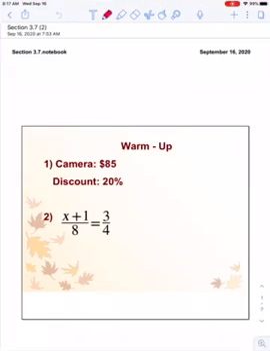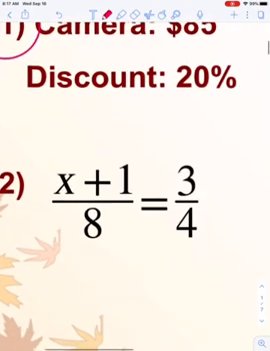All right, we are doing section 3.7. You can do the first one. Do the first one on the warm-up on your own, so you can pause it and do that one. I'll do the second one with you.